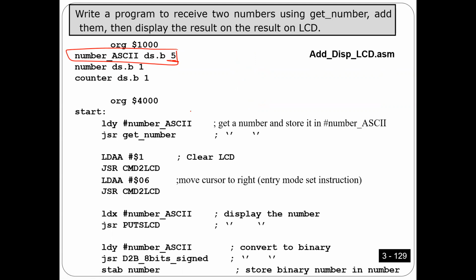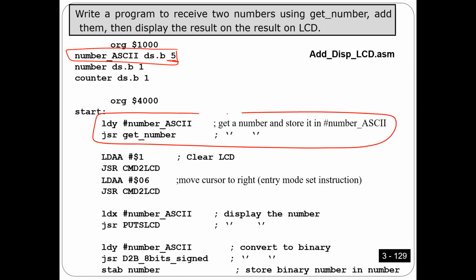But before you call get number, I have to send the beginning address of the array here, so that get number is going to take numbers from the user, put them here, and then put 0 at the end. Is that okay? That's exactly what happens. So after you call this, it is going to get a number from the user and put 0 at the end.